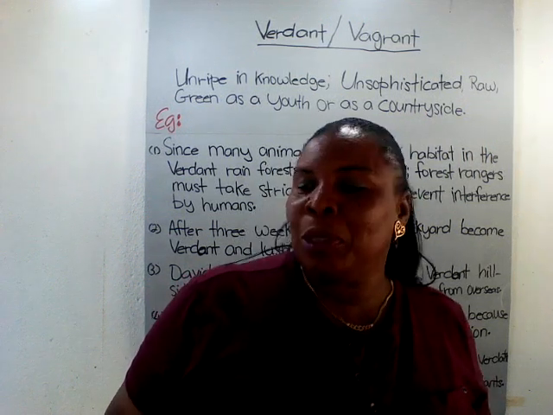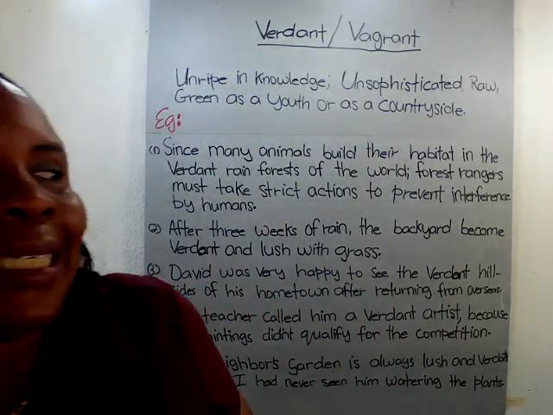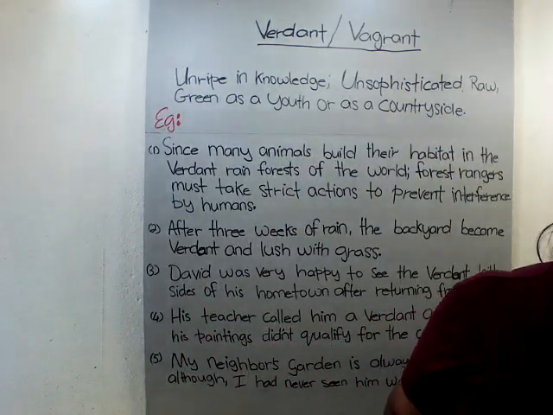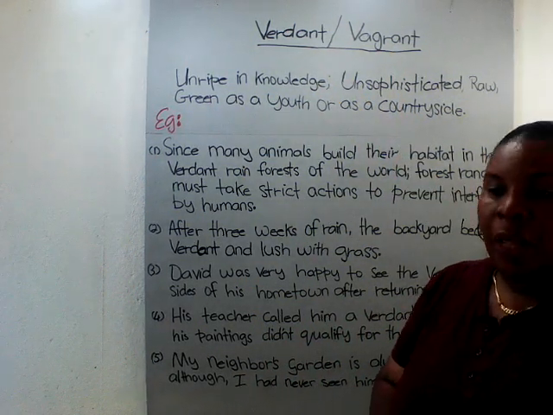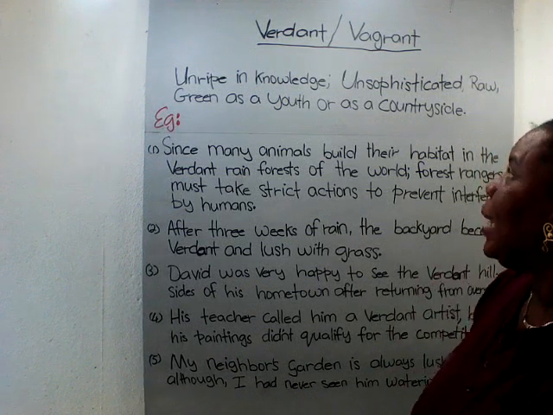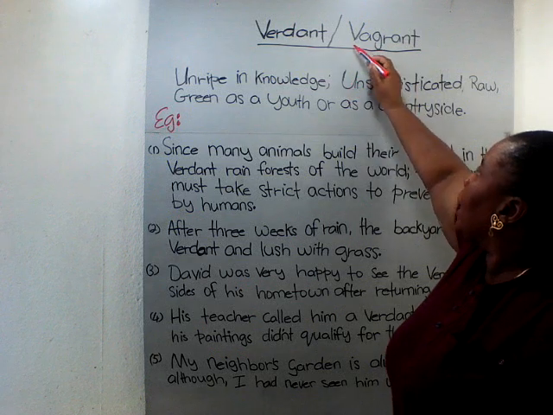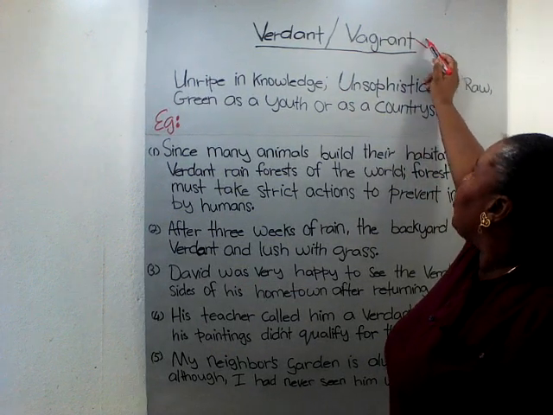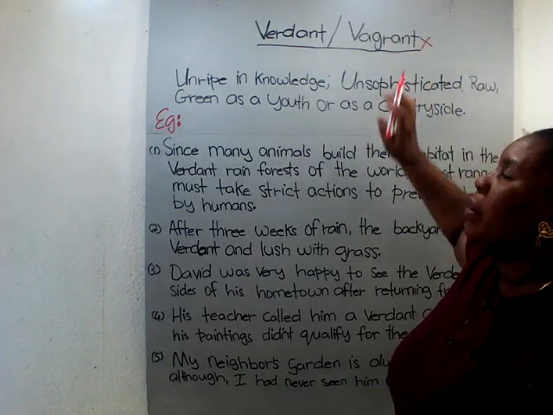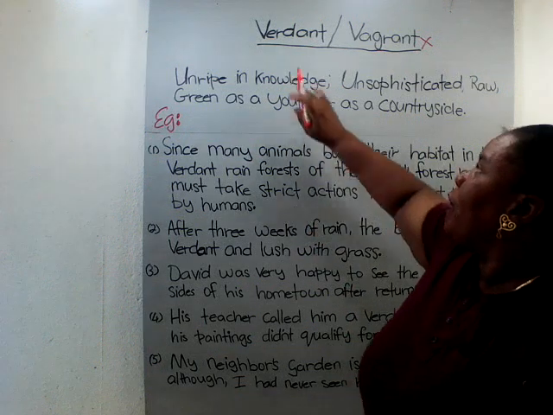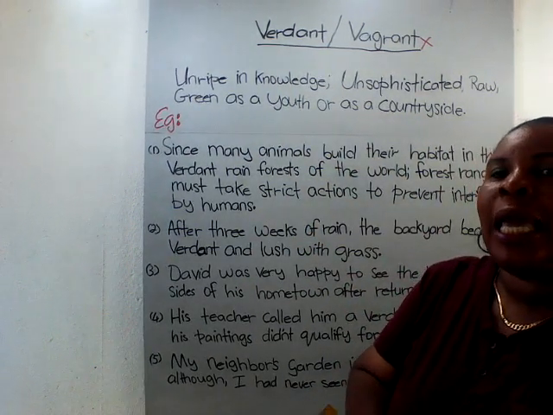In this lesson we're going to be talking about the word verdant, right? Verdant. I have two words here: verdant and vagrant. But the word that we will be dealing with is verdant, not vagrant, all right? Not vagrant, verdant. Vagrant means a beggar, and verdant means anything that is green, including a human being.